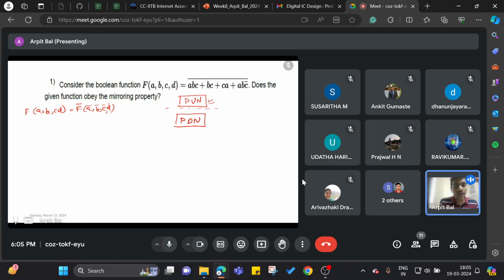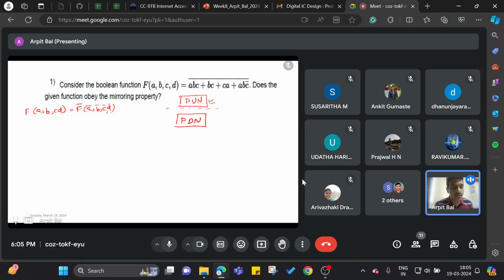And what you can do is, once you are done with the pull down network, you can copy the same thing in the pull up network, and you will obtain the function that is needed for you. Okay, so what is the benefit with this thing?